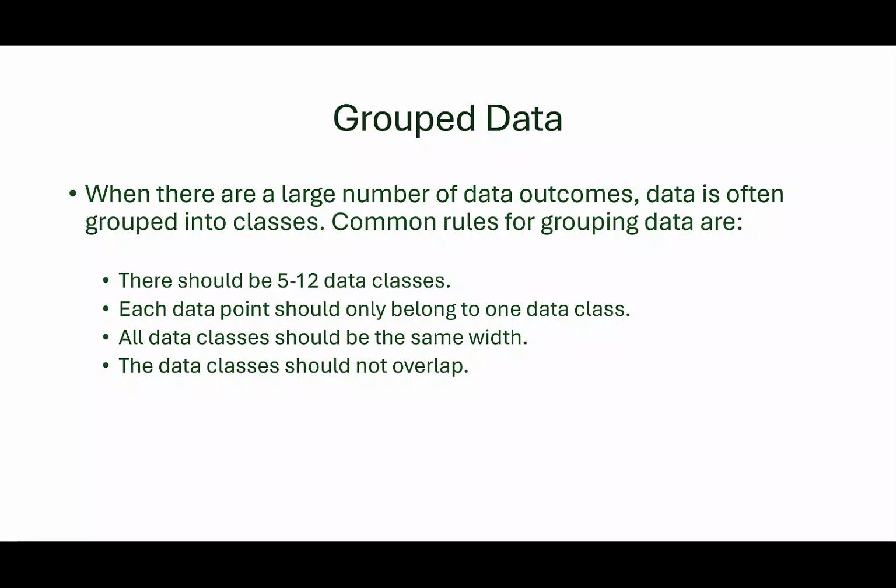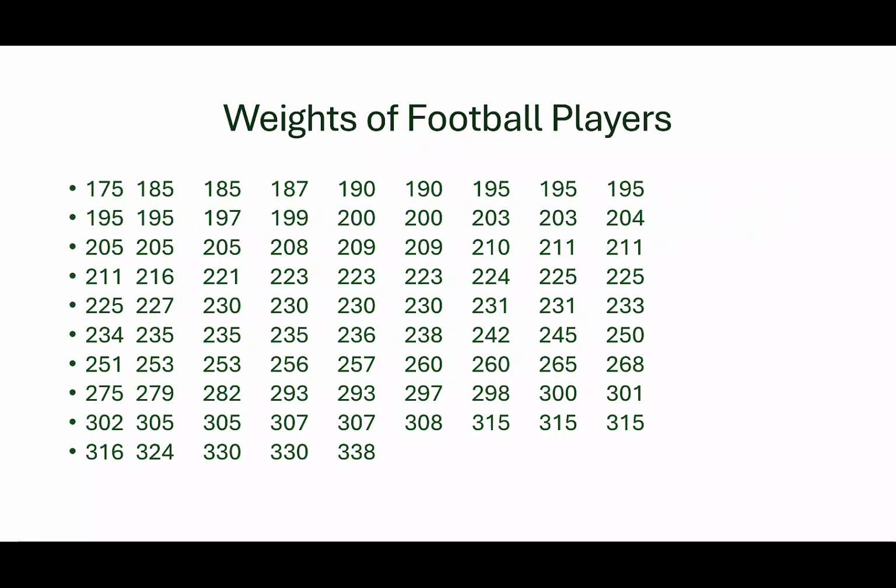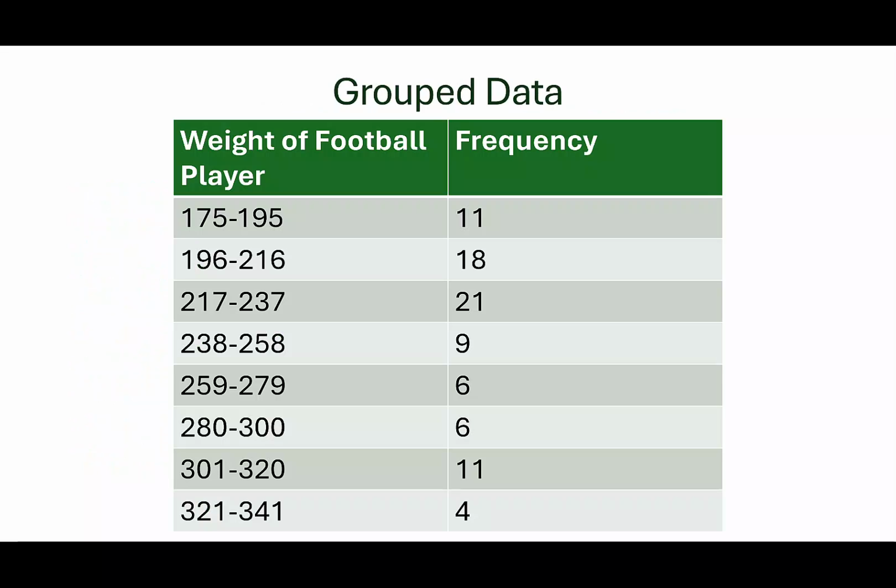Let's look at an example. Let's say we have the weights of football players, and you can see they go everywhere from 175 up to 338. Just coming up with a frequency distribution would not be very helpful because we would have too many different data points. So what we're going to do is come up with groups. I decided to group them this way. I went 175 to 195, 196 to 216, 217 to 237, etc. Once I did that, I could go back and count how many of the players fall within each range.